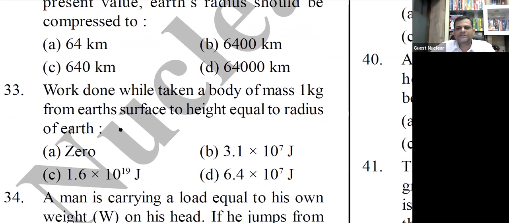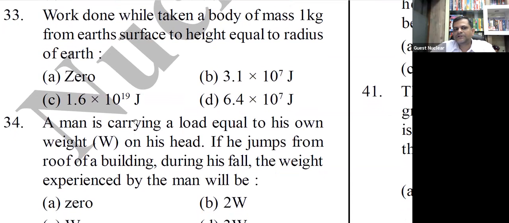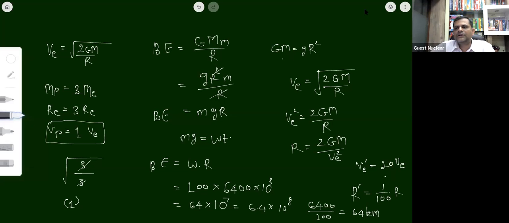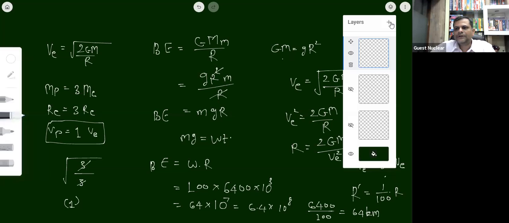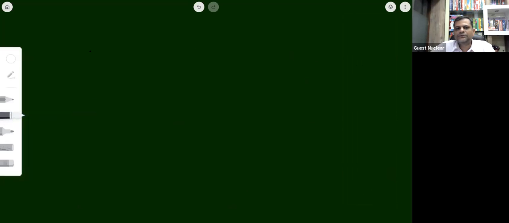Okay. Next is: the work done in taking a body of mass 1 kilogram from the Earth's surface to a height equal to the radius is? Yes. So how can we get the work done in order to lift the body from the surface of Earth to the height equal to the radius of Earth? So this R_h is going to be equal to R. So to take the body from point A to point B, how much work done is needed, how will we find it?